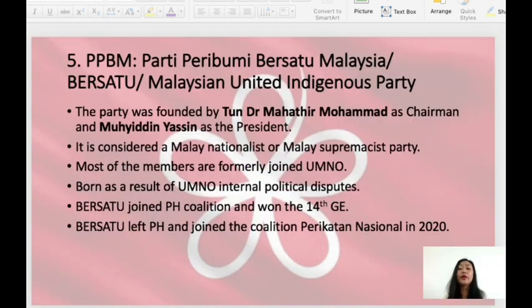This is a very popular one as well. The recent PPBM or Parti Pribumi Bersatu Malaysia or Bersatu, also called Malaysian United Indigenous Party. The party was founded by Tun Dr. Mahathir Mohamad as chairman and Muhyiddin Yassin as the president. It is considered a Malay nationalist or Malay supremacist party. Most of the members formerly joined UMNO, born as a result of UMNO internal political disputes. Bersatu joined the Pakatan Harapan coalition and won the 14th general election. Bersatu left Pakatan Harapan and joined the coalition Perikatan Nasional in 2020.